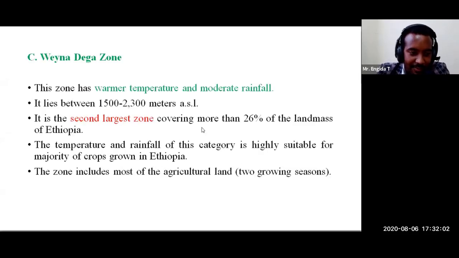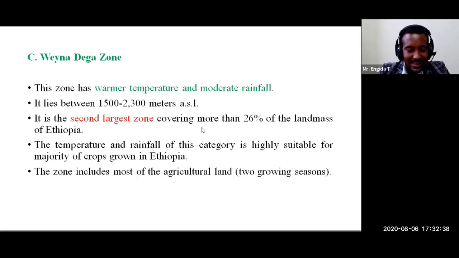The third agroclimatic zone of Ethiopia is the Daga zone. Okay. This zone encompasses or includes all areas of Ethiopia having an altitude of beyond 1,500 meters and below the Daga region. Okay, that means below 2,300 meters.